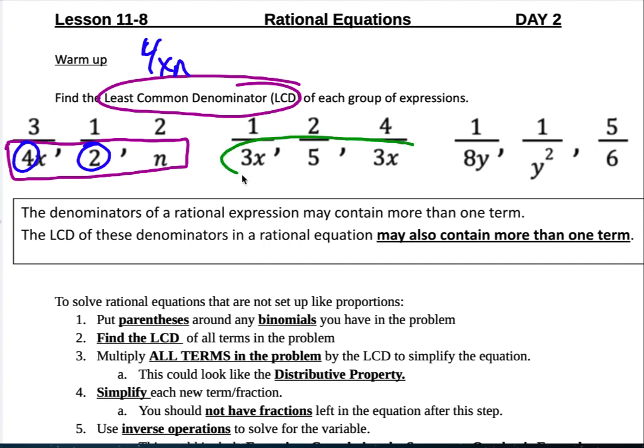So how about the next one? 3x, 5, and 3x. Well, I like to focus on the numbers first. What could 3 and 5 both go into? Well, they can both go into 15. What can x go into? It can go into x, so 15x.